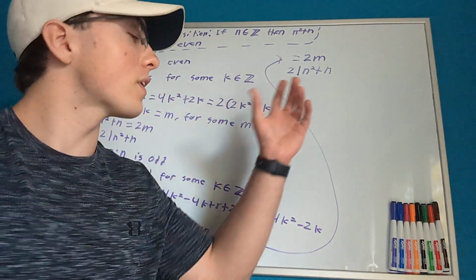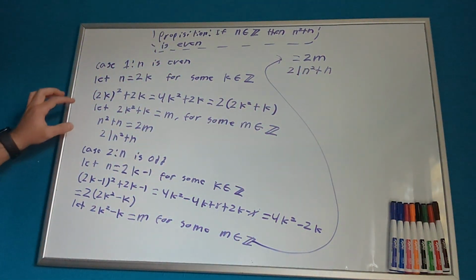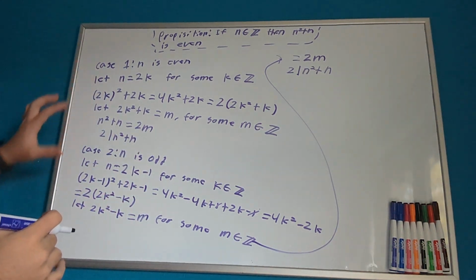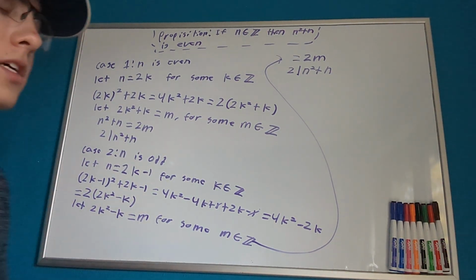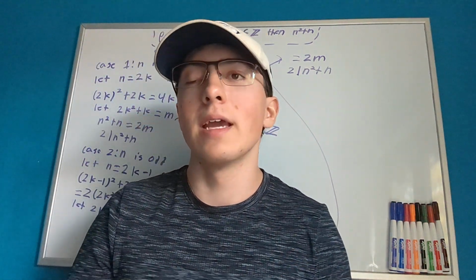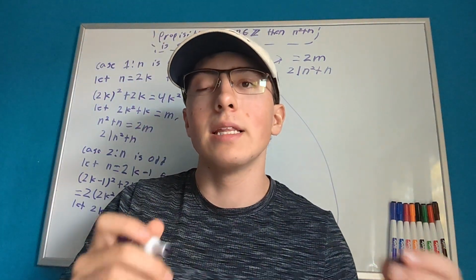Therefore, in both cases, we have shown that the result will be even when the integer is even and when the integer is odd. The output will be even, therefore proving that for any integer input, the output will always be even.